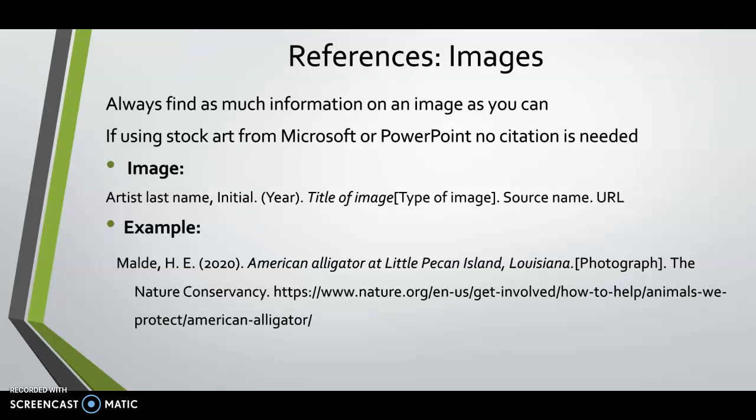You're going to put the artist's last name and their initial, the year that it was created. The title of the image is going to go in italics, and then you would put the type of image, whether it's a drawing or a photograph or a painting. You would always need to put the type. Then the source, where you got it, you would add that, and then the URL. And this is if you pull it from somewhere online. The whole purpose is for the person who is looking at the image to be able to go back and look at the original image and know that it doesn't belong to you. You're giving credit where the credit is due.